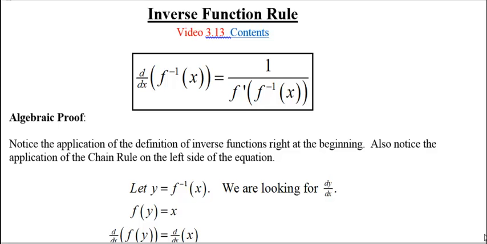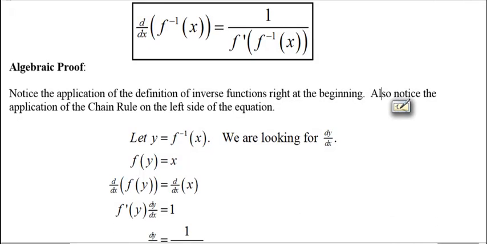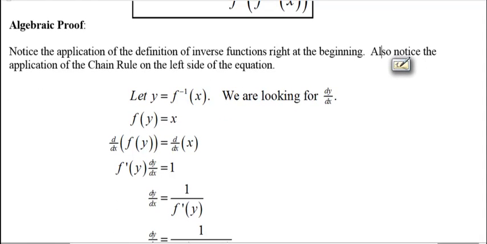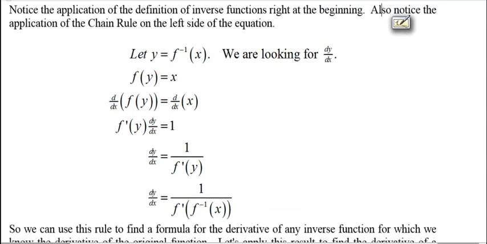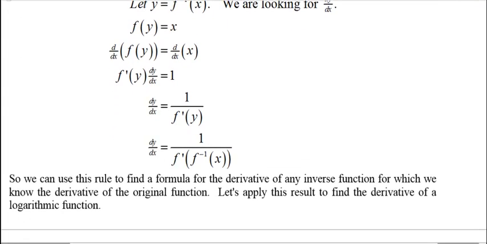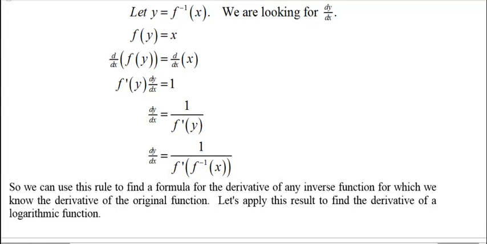And so the way we're going to prove that is we're going to make use of what it means to be an inverse function, and then we're also going to make use of the chain rule. So here's how it works. You let y be f inverse of x, and so what we're looking for then is dy over dx, the derivative of y with respect to x. But if y equals f inverse of x, that means x equals f of y.